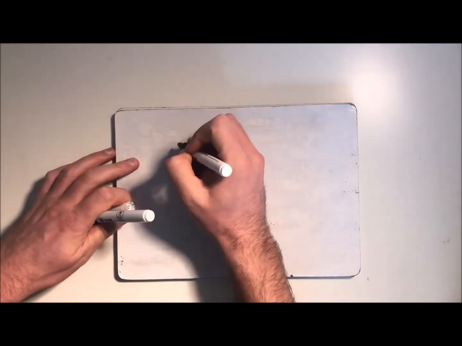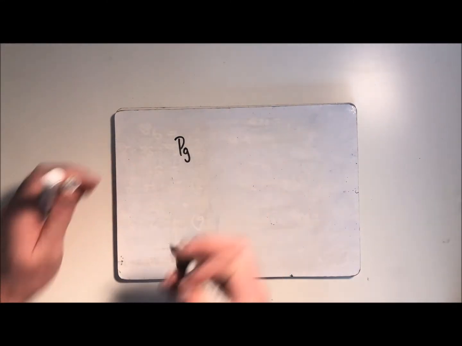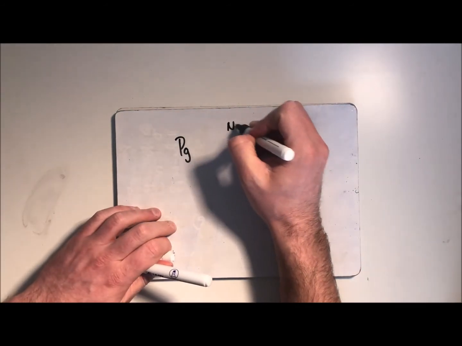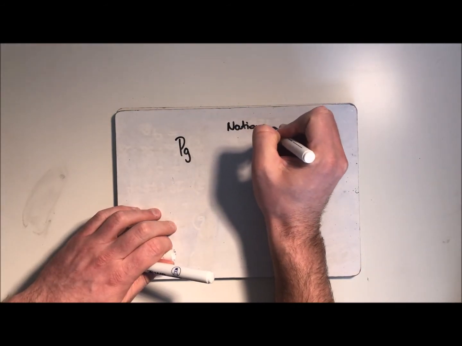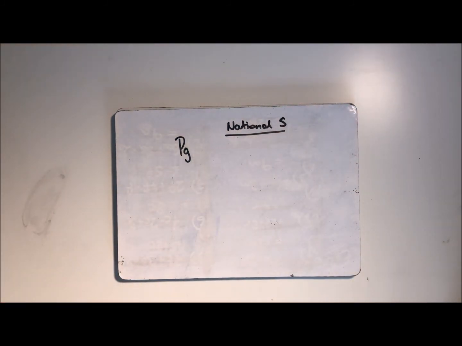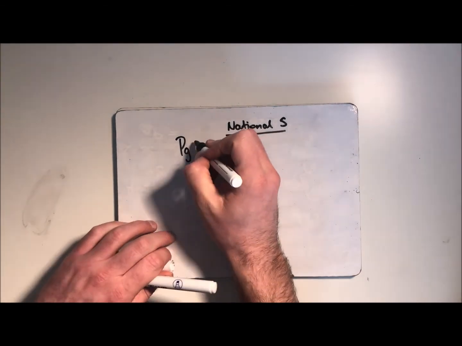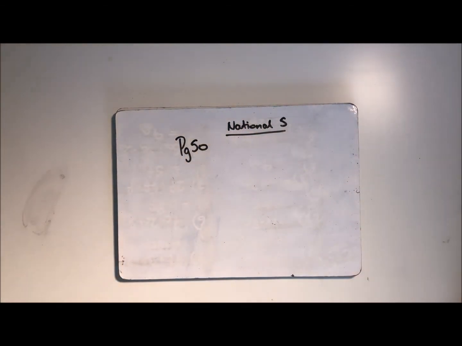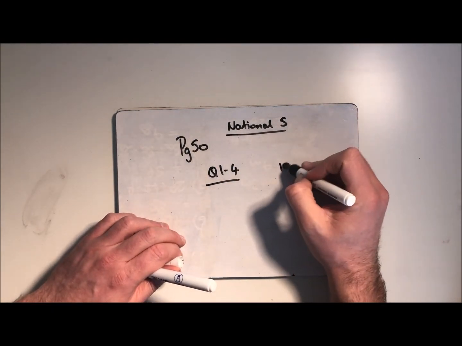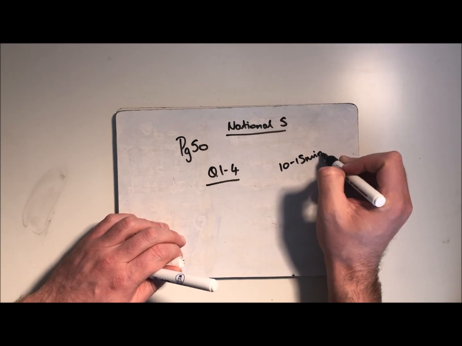Now, some questions that you can do here. This is for National 5, so it's in the National 5 textbook. It's a wee bit of revision, technically, it says at the start here, but you guys could be working on page 50. Question 1, just even question 1 to 4 to start with. That won't take you very long, that'll probably take you 10 to 15 minutes to do.